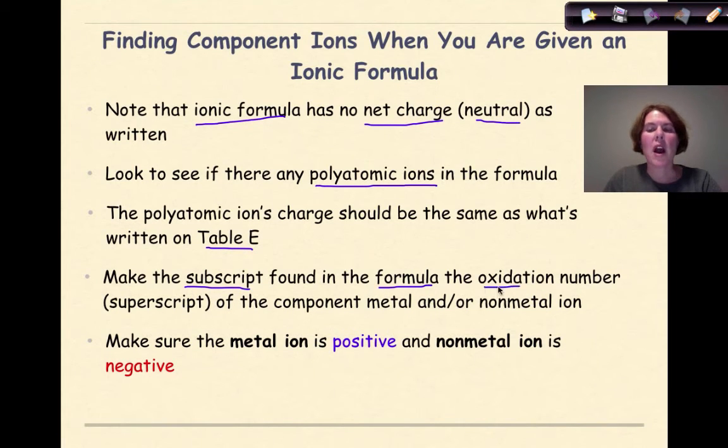Now, make the subscript found in the formula the oxidation number or the superscript of the component metal and/or nonmetal. And you've just got to check yourself and make sure that when you're uncrisscrossing these, they make sense. You don't want to take a subscript from a polyatomic and try to uncrisscross it and give an element a charge that's not even possible. So after you uncrisscross it and you assign the charge, always go to your reference table and double check your work. Finally, make sure that the metal ion is positive and the nonmetal ion is negative.